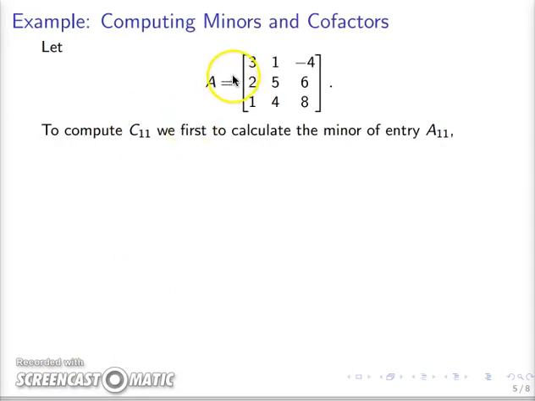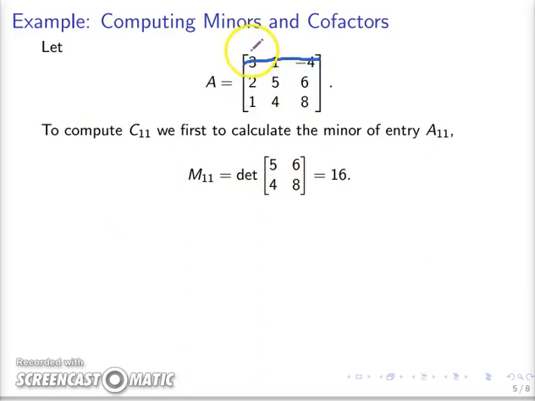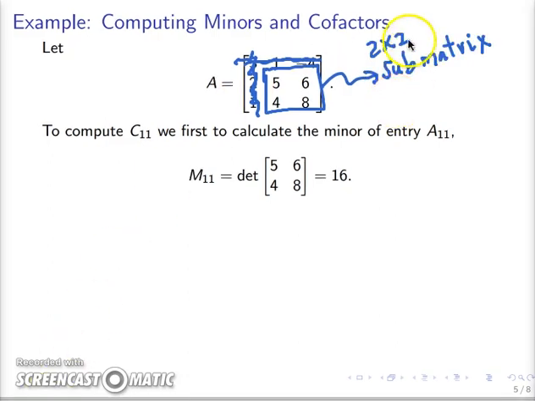For illustration, let's consider this matrix with 3 rows and 3 columns. To compute the cofactor in entry 1,1, we first need to compute the minor on entry 1,1. The minor on entry 1,1 results by ignoring row 1 and column 1 and then concentrating on the calculation of the determinant of the submatrix. Even though the original matrix has 3 rows and 3 columns, now we'll be working with a 2 by 2 submatrix, with 2 rows and 2 columns.